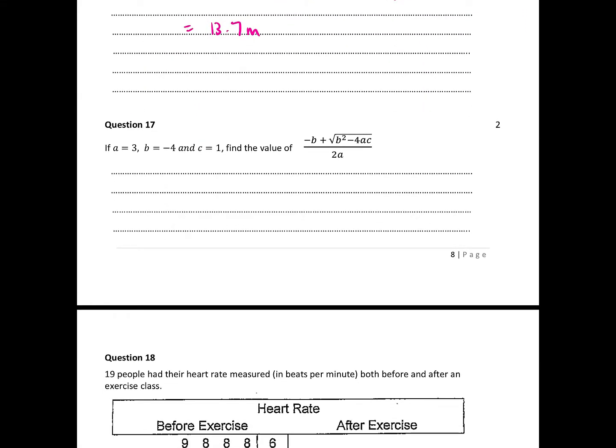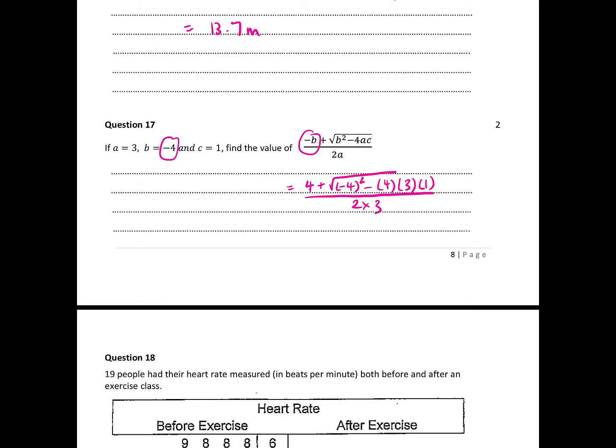Question 17. If A is equal to 3, B is equal to -1, C is equal to -1, find the value of this. Now this is just straight substitution. So if I already have B as a negative term, if I wanted to find negative B, that would be positive. Okay, so it's going to be 4 plus the square root of -4 all squared minus 4 times 3 times 1 all over 2 times 3.